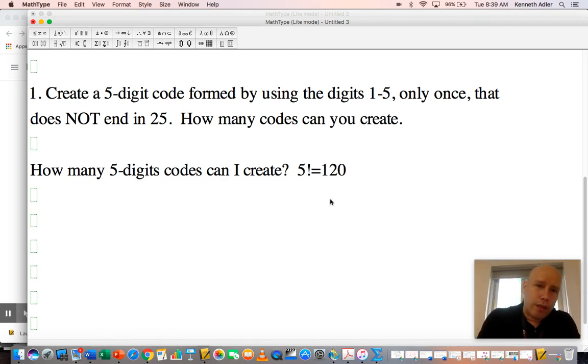And the question is, it's going to be difficult to count all the numbers that don't end in 25, but it's not going to be so difficult to count the numbers that do end in 25. So what you're going to do is, you'll make the 5 dashes.